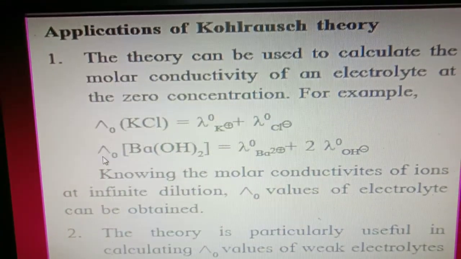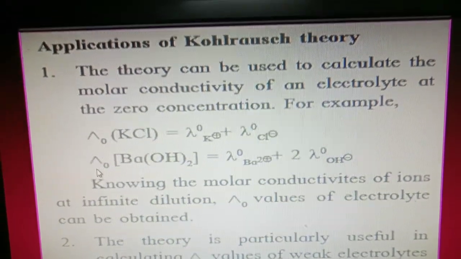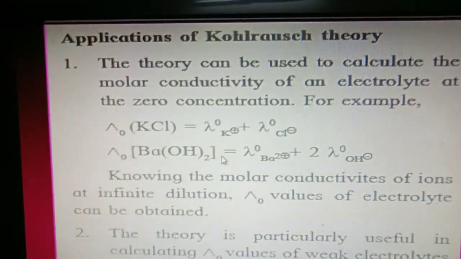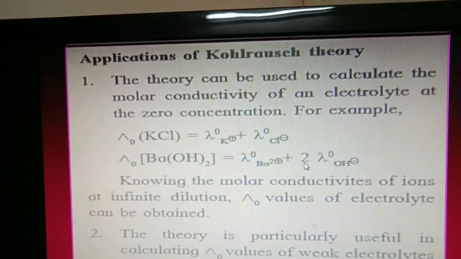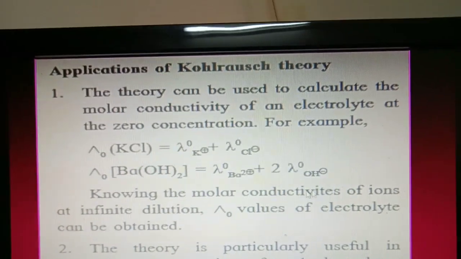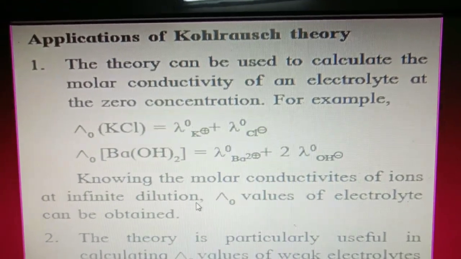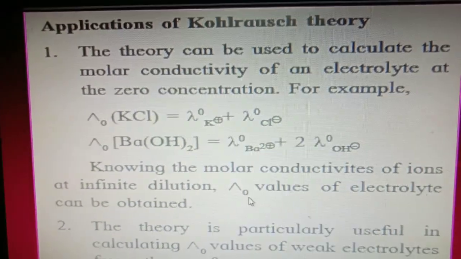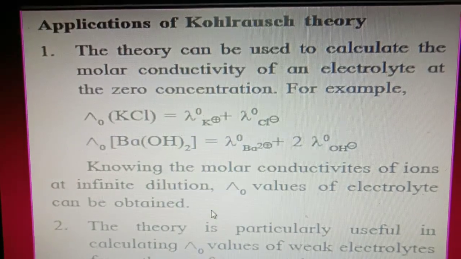Another example of barium hydroxide is taken here. So λ0 of Ba(OH)2 is equal to λ0 of Ba2+ plus 2 times λ0 of OH−. If we know the molar conductivities of ions at infinite dilution, the λ0 values of the electrolyte taken can be obtained.